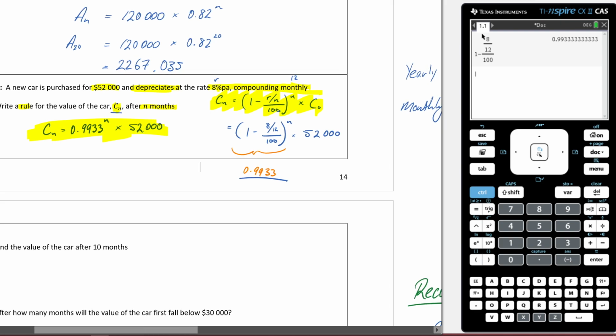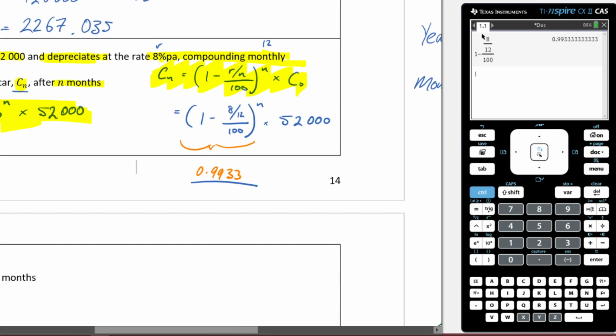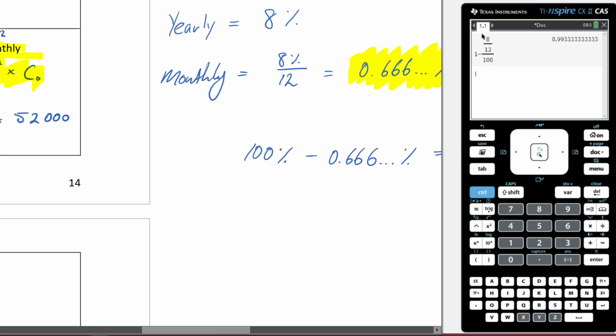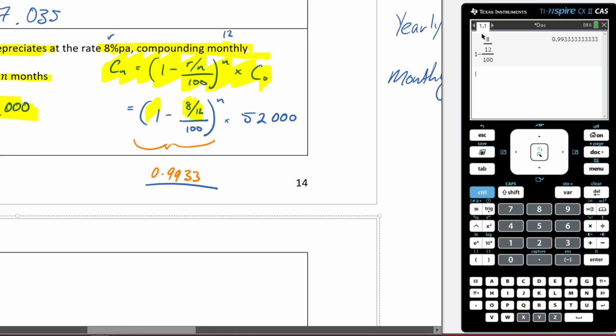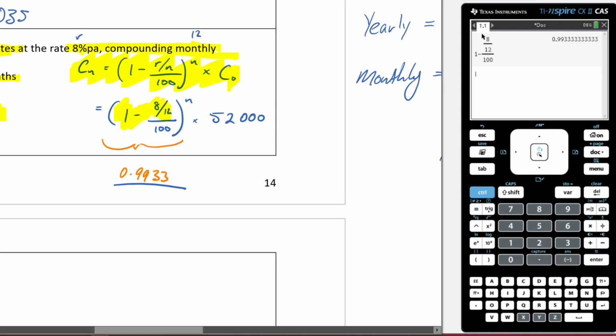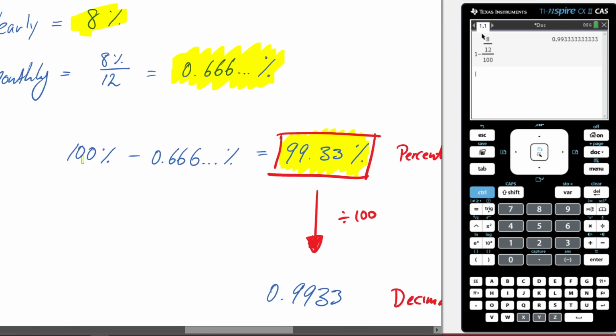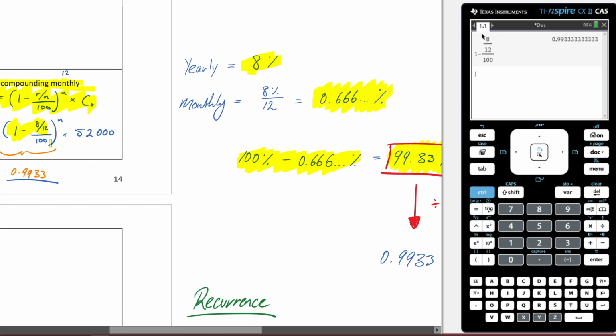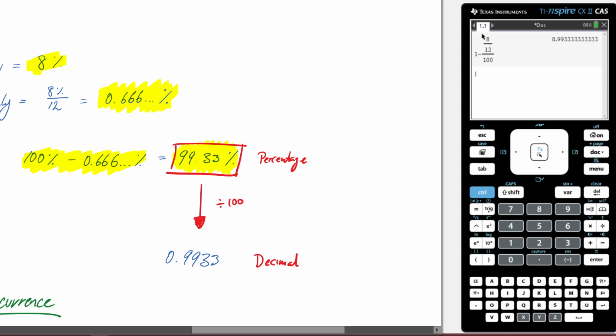Now, if you want the background information as to why that all works and why exactly we did certain things, for instance, why did we go 8 divided by 12? Well, it was because we went from the yearly to the monthly rate. Why did I go 1 minus it? The reason is that it's the same thing as going 100% minus the percentage of the monthly loss, so this is how much it retains each month. Why did I divide it by 100? Because I needed to turn the percentage into a decimal.